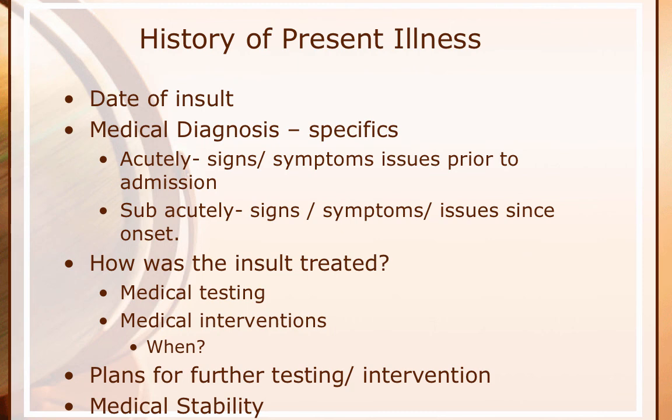Obviously, if they're in acute care, signs and symptoms prior to the admission, as well as since the onset of the admission. And then, what interventions have been done for this patient? So what medical imaging was run? What treatments have they had? If they had an aneurysm, were coils placed? If they had a hematoma, was it evacuated or did they wait for it to reabsorb? Did they put in a drain? What medications has the patient been put on? Have they been put on anticoagulants? Have they had surgical procedures to manage this medical condition?